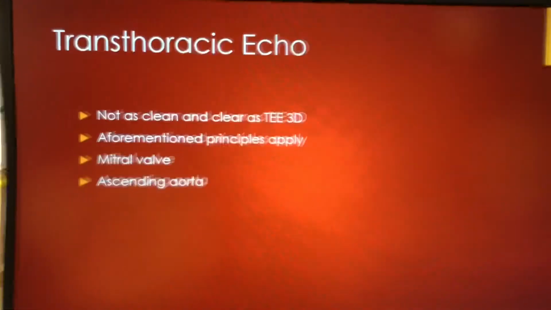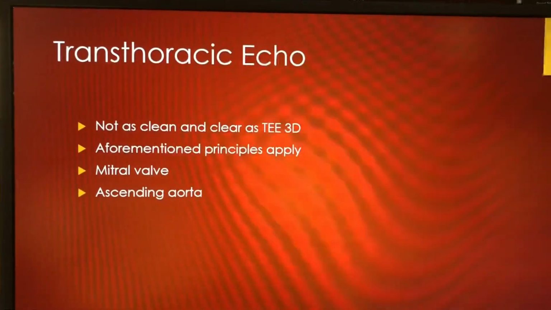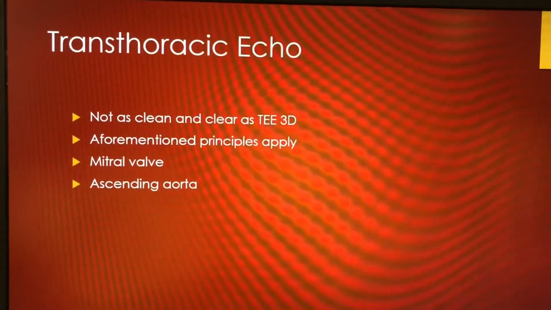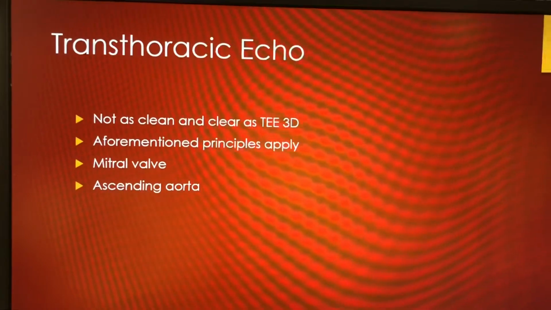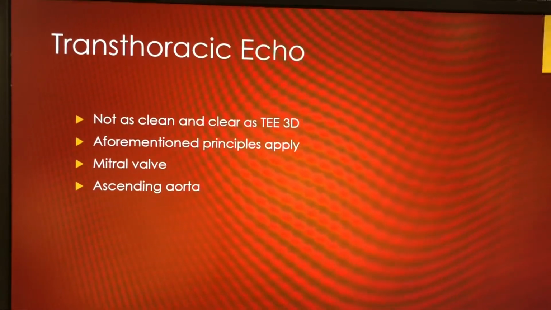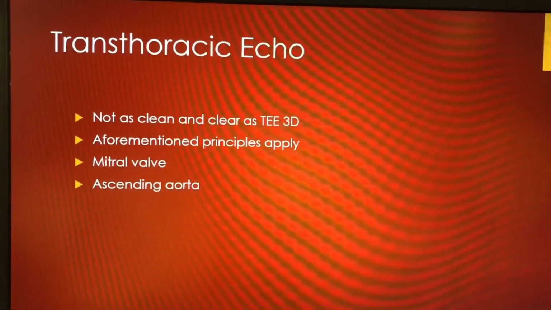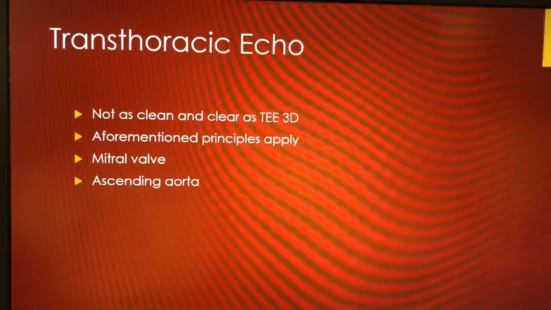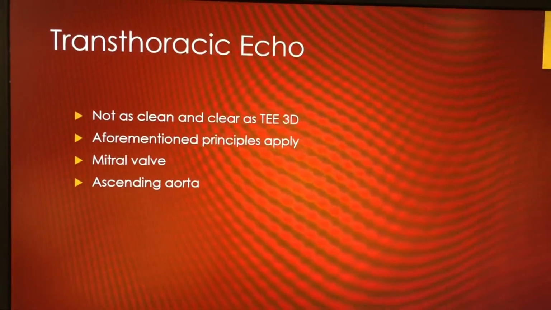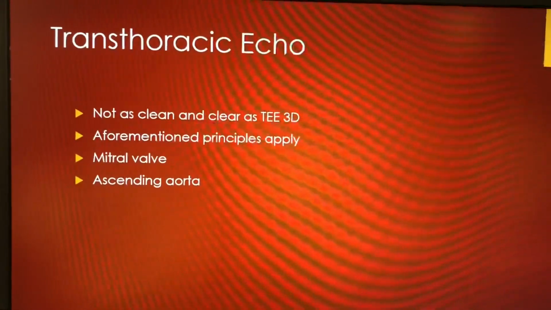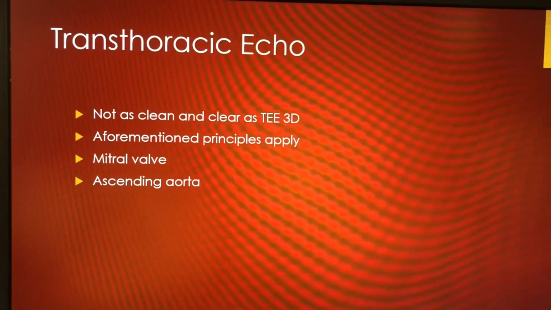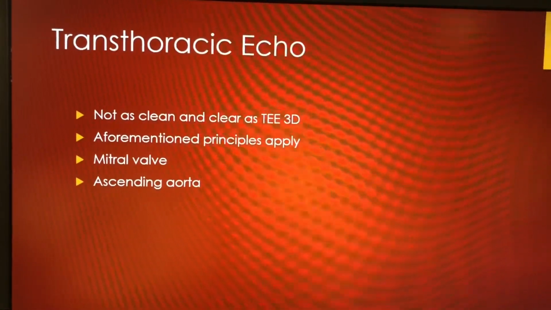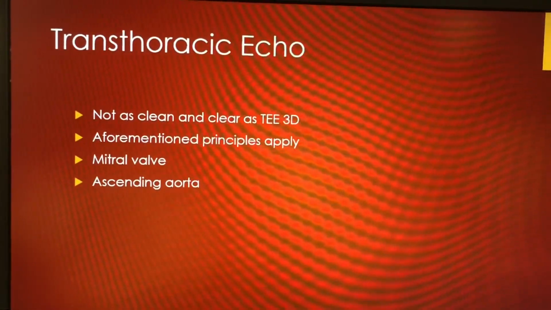So transthoracic echo, it's not as clear as it is on 3D, just because you're going through the chest wall and bone and tissues and the lungs. So obviously it's a disadvantage compared to TEE. There are still a few things that you can do to help maximize that, and sometimes you get lucky and you can actually get a pretty decent usable picture.